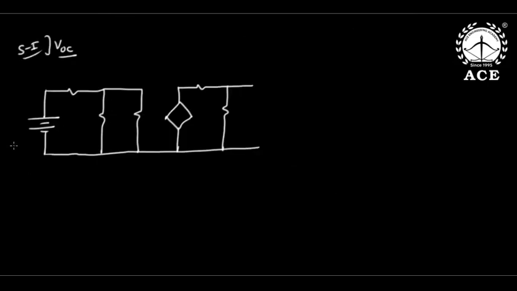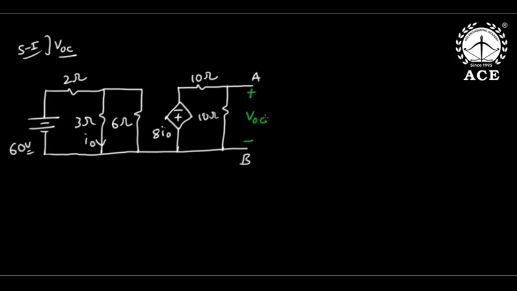This is 60 volts, 2 ohm, 3 ohm, 6 ohm, I0, minus plus 8 I0, 10 ohm, terminals A, B. This is VOC. Now I took A positive with respect to B. Now see, what is the only resistance seen from here? 2 plus 3 in parallel to 6. I told you, these two meshes are independent of this.